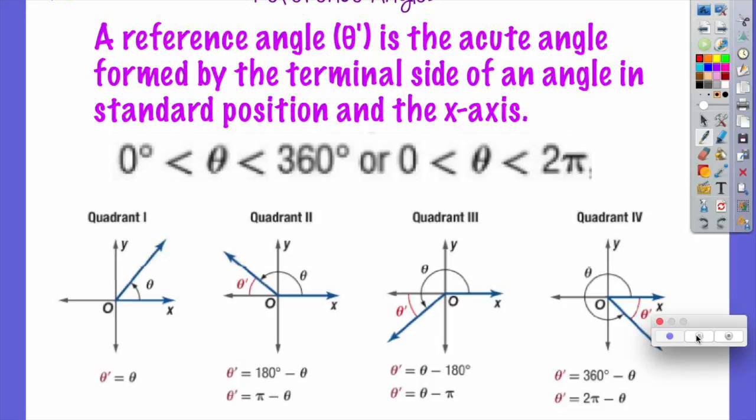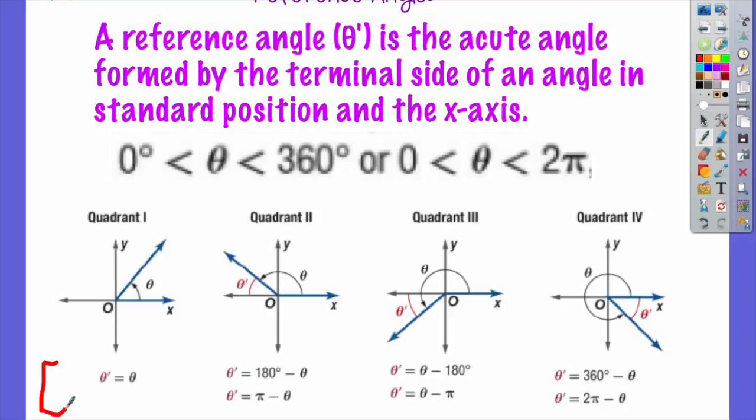One thing you want to make sure of is that theta is between 0 and 360 or 0 and 2 pi, depending on if you're working with degrees or radians. And depending on which quadrant you're in, the things down here at the bottom are formulas that you can use. If you already recognize that your reference angle is basically the distance away from the x-axis, well, that's exactly what it is. So you don't really need to use the formulas unless you absolutely have to.